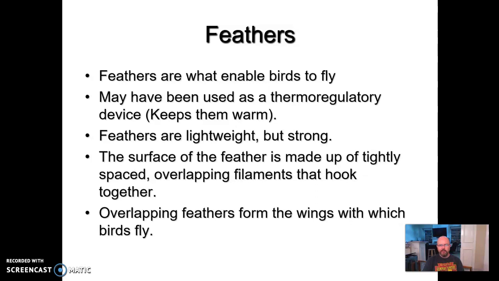The surface of the feather is made up of tightly spaced, overlapping filaments that hook together. And then the overlapping feathers form the wings which allow the birds to fly. So they form a sheet that pushes against the air as the wings move.